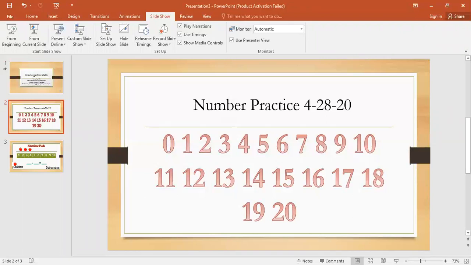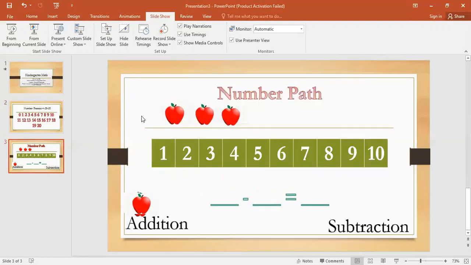Awesome. So now we're going to hop into our math lesson for today. So we're going to go over to our number path. Okay, so this is our number path. Raise your hand, do a little woo if you remember using a number path in school. This is our number path.